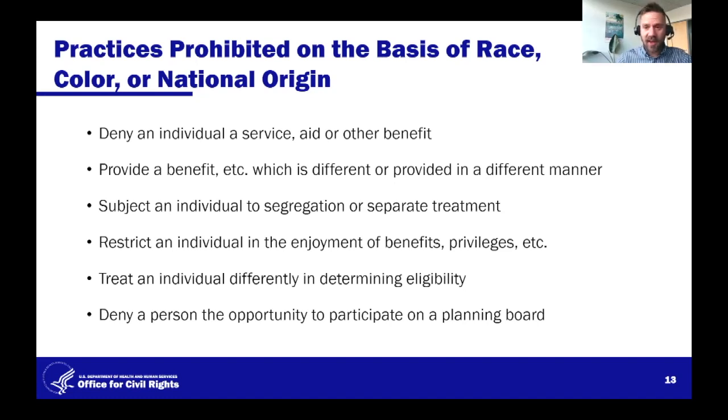A covered entity may not deny an individual a service, aid, or benefit that is different based on race, color, national origin, or provide the benefit in a manner which is different. An entity may not subject an individual to segregation or separate treatment, restrict an individual in the enjoyment of benefits or privileges. They may not treat an individual differently in determining eligibility or deny a person the opportunity to participate on a planning board. So those are all some basic protections.